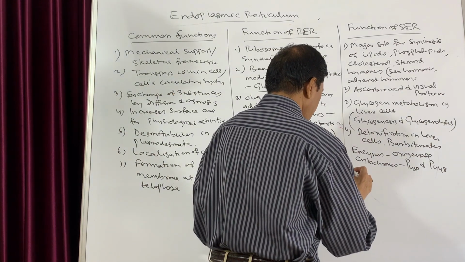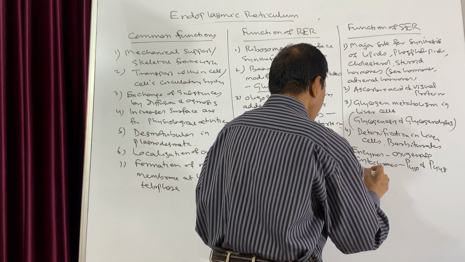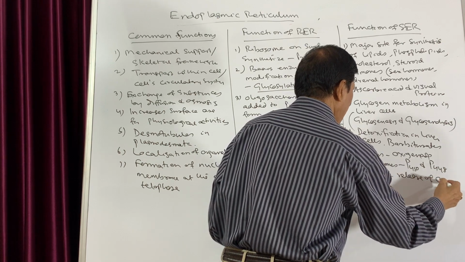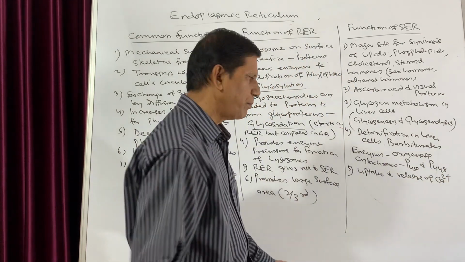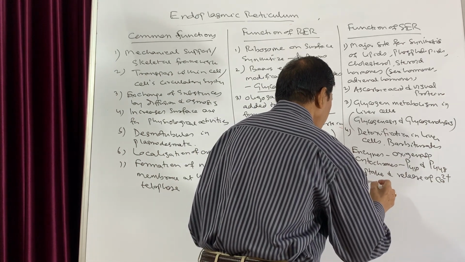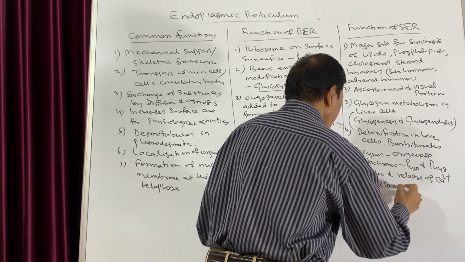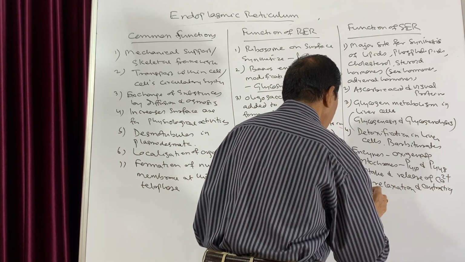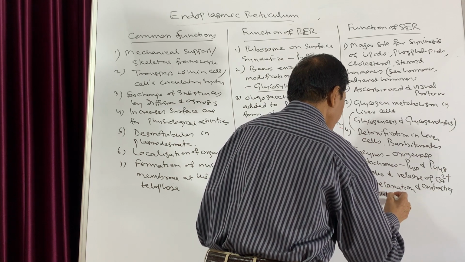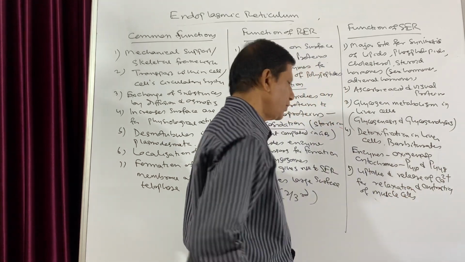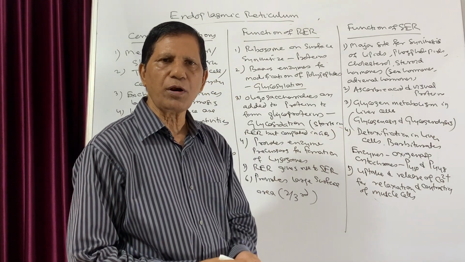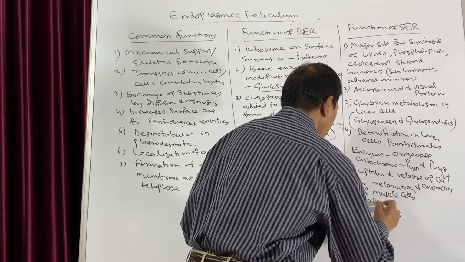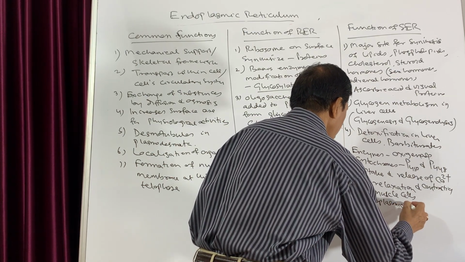Then the next function is uptake and release of calcium ions for relaxation and contraction of muscle cells. That is why here the smooth endoplasmic reticulum is known as sarcoplasmic reticulum.